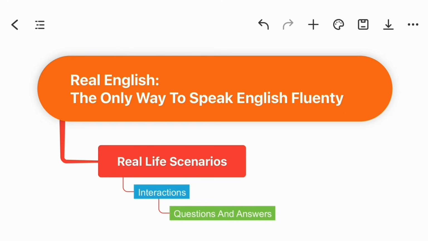And those interactions need to include questions and answers, because we interact with people, our friends, our families, our significant others. We interact with people around us by constantly asking questions, answering questions, trying to express ourselves, trying to communicate with someone. Basically, questions and answers are the most essential parts of our interactions, communications.